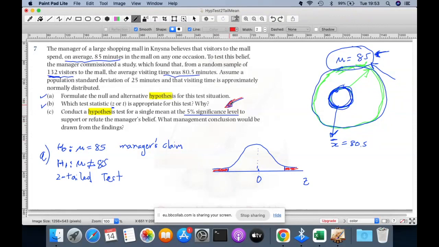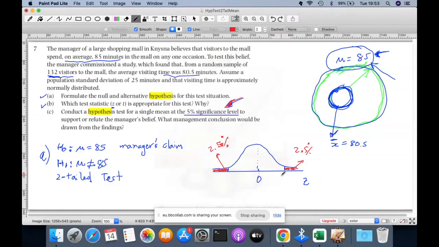What you do is you take that 5% and you split it in half. So you divide it by 2, so half of it goes here, which is 2.5%, 2.5%, and then the other half goes in the upper part, 2.5%. All right, so there's your rejection regions.